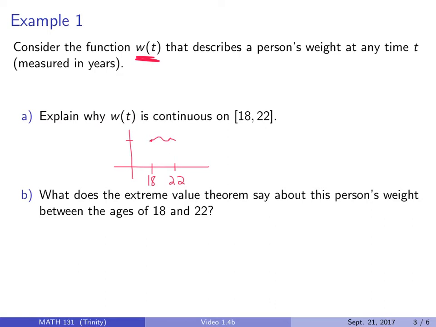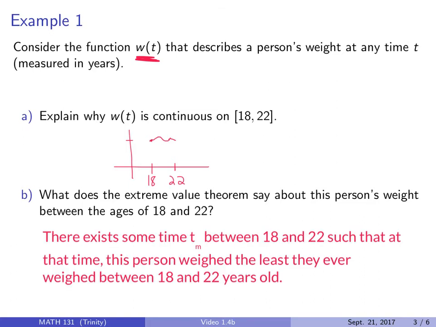So because my function is continuous on a closed interval from 18 to 22, I can use the extreme value theorem to make the following conclusions. First, we can say that there exists some time t sub little m between 18 and 22, such that at that time this person weighed the least amount that they ever weighed between 18 and 22 years old. We could also make the same conclusion about the maximum weight, that there is some point in time between 18 and 22 that they weighed their most. Again, this theorem doesn't tell me what those times are, it just tells me that they exist.